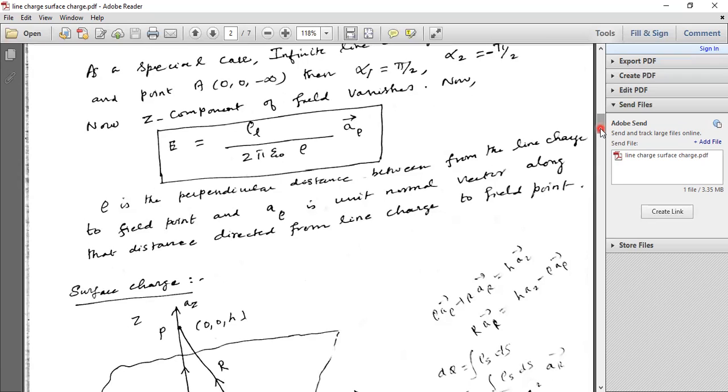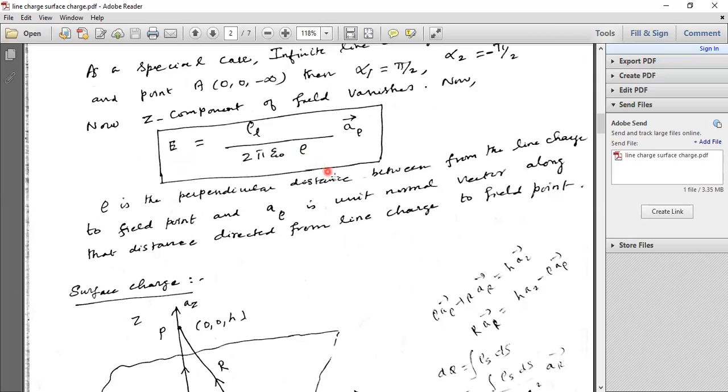Finally, for an infinite line charge, the expression is rho L by 2 pi epsilon naught rho into A rho. Rho is the perpendicular distance between the line charge and the field point. A rho is the unit normal vector along that distance, directed from the line charge to the field point. So what is the important point here? The electric field due to the line charge is just inversely proportional to the distance, and the direction of the electric field intensity is along the rho direction only.